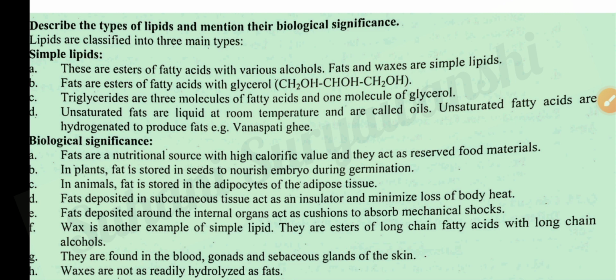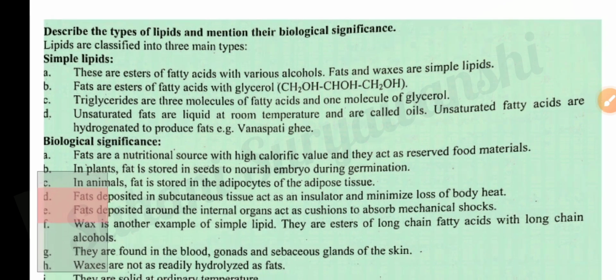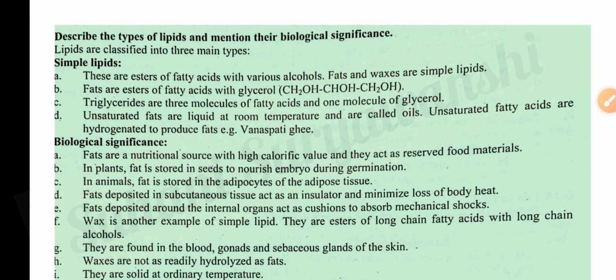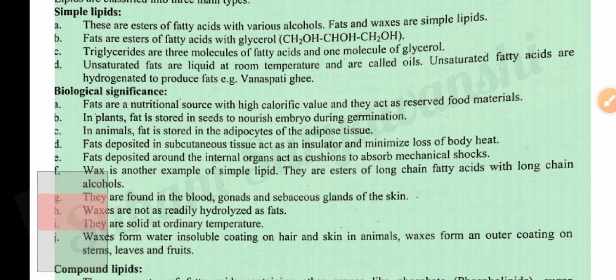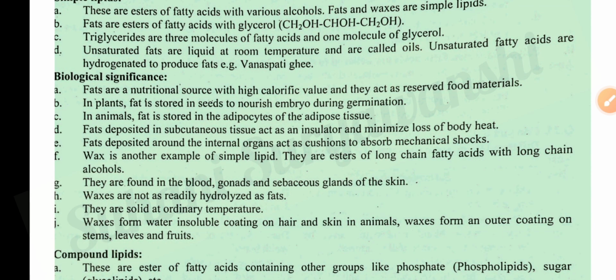Triglycerides are three molecules of fatty acids and one molecule of glycerol. Unsaturated fats are liquid at room temperature and are called oils. Unsaturated fatty acids are hydrogenated to produce fats, for example vanaspati ghee. Biological significance: fats are a nutritional source with high calorific value and they act as reserved food materials.